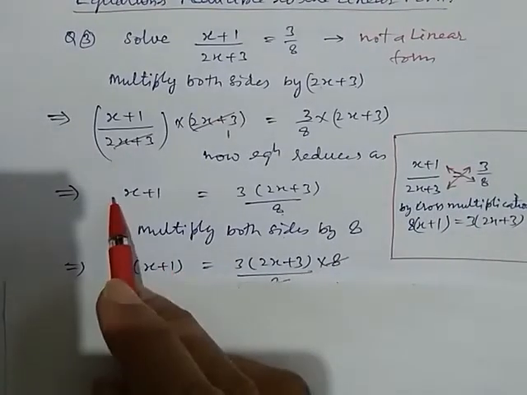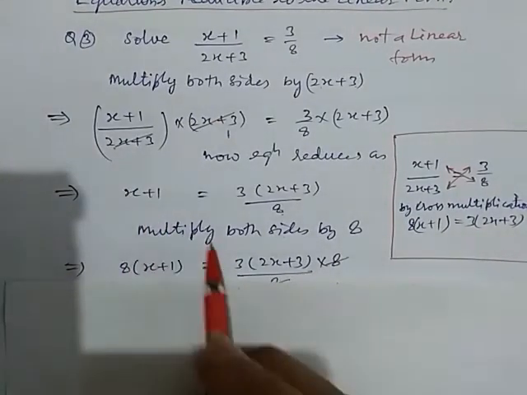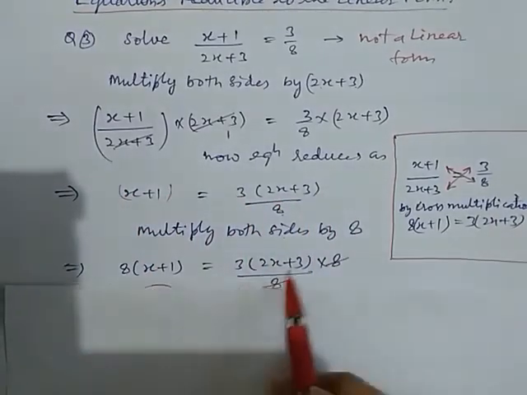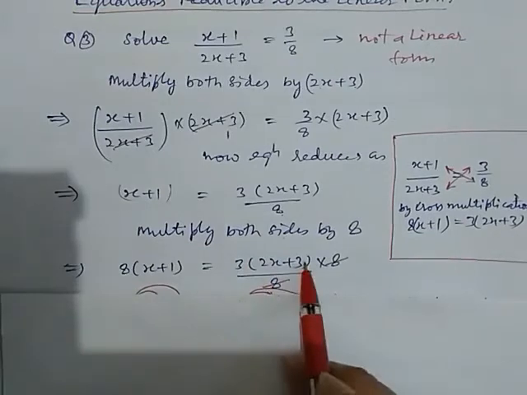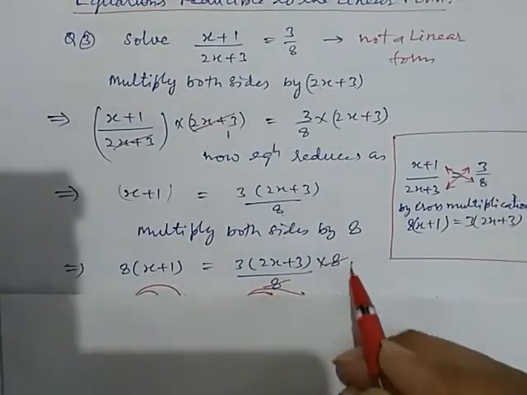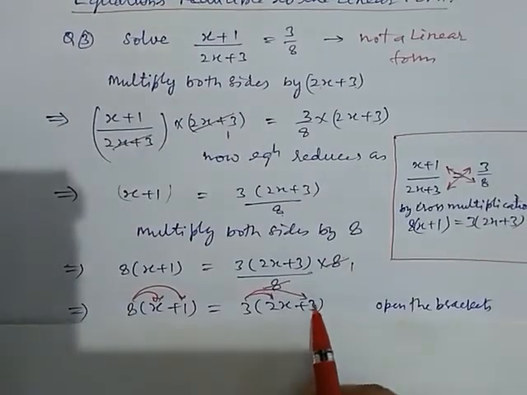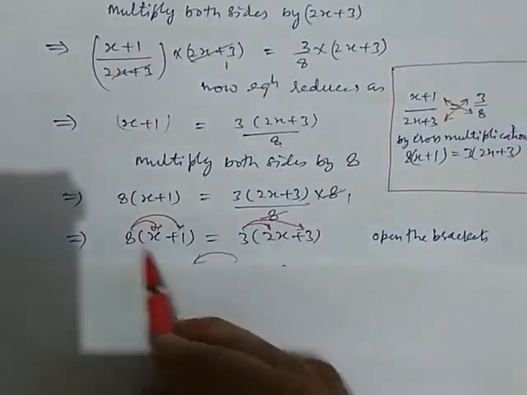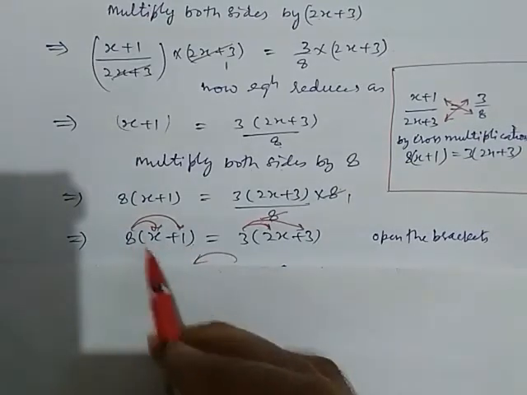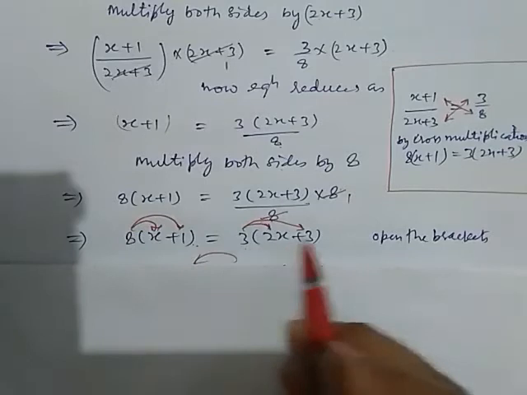8 into x plus 1, multiplying by 8, is the whole term. And here we multiply this by 8. So 2x plus 3 by 8 into 8. So this 8 cancels out by this 8 one time. Okay. So our equation reduces as 8 into x plus 1 equal to 3 into 2x plus 3.